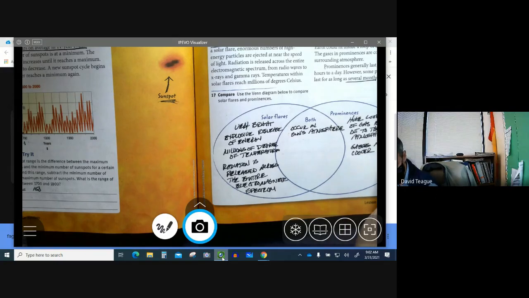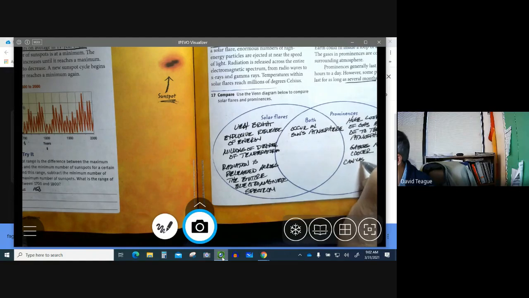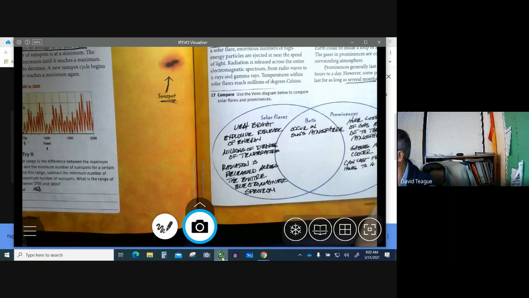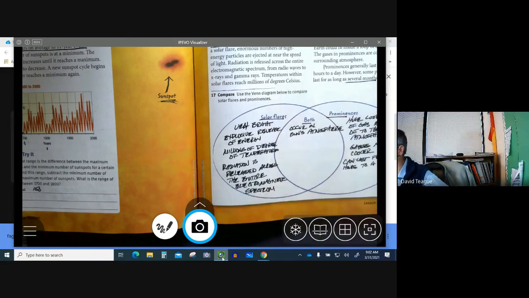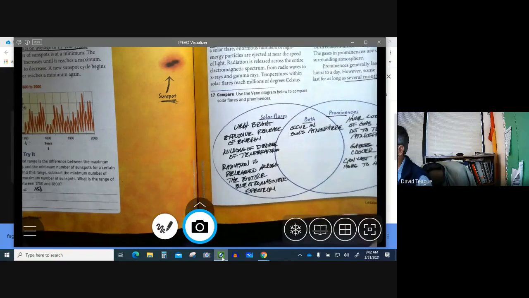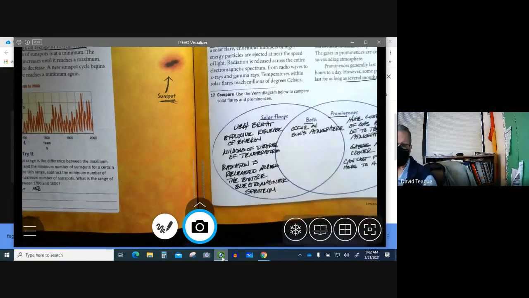Gases are cooler. Can last from hours to a day. So prominences, both solar flares. Okay.